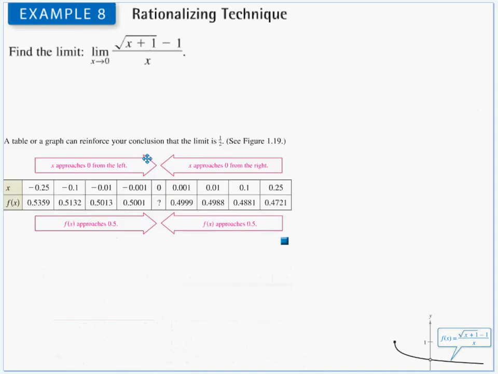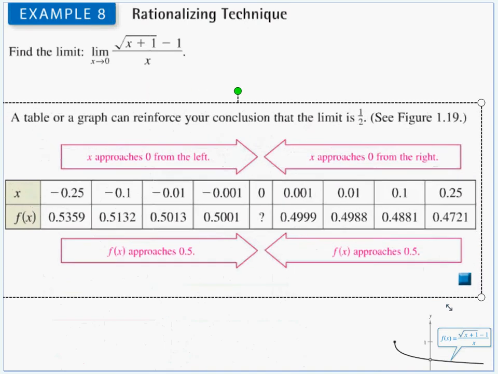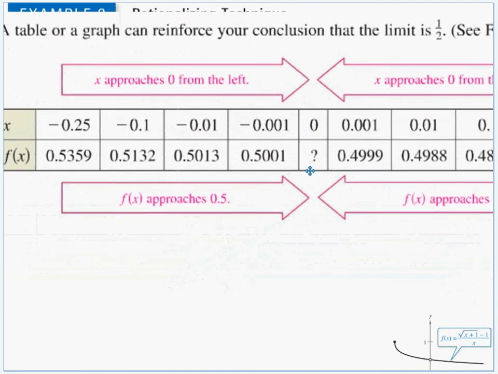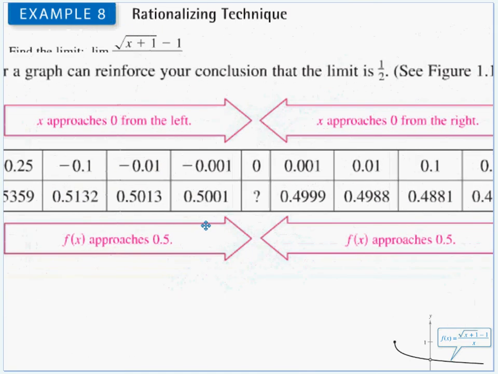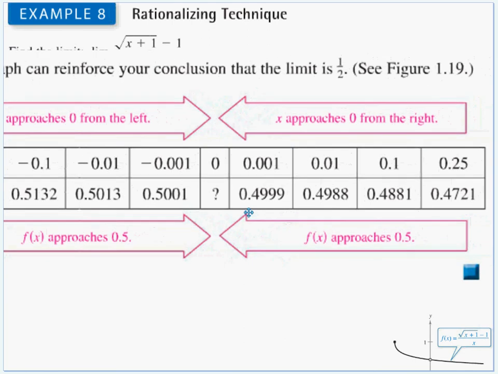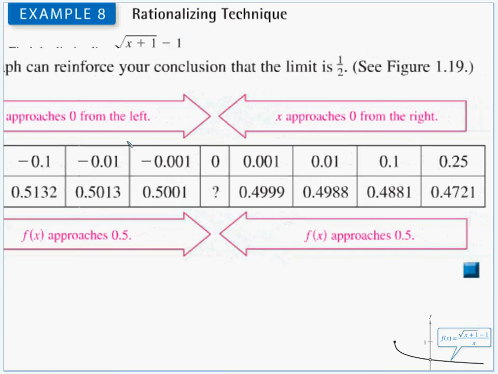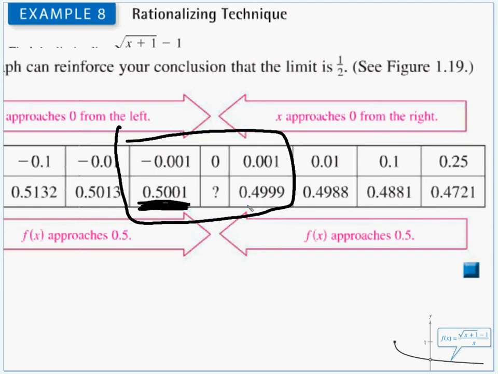We could verify with a table. If we went back to the last section and tried a table on this, we put this function in the y editor of the T99. We go to the table feature, and we start approaching 0. Let's just go real close to 0. Negative 0.001, positive 0.001. Here we're a little above 0.5. Here we're a little bit below 0.5. So right in the middle would be 0.5, or 1/2.